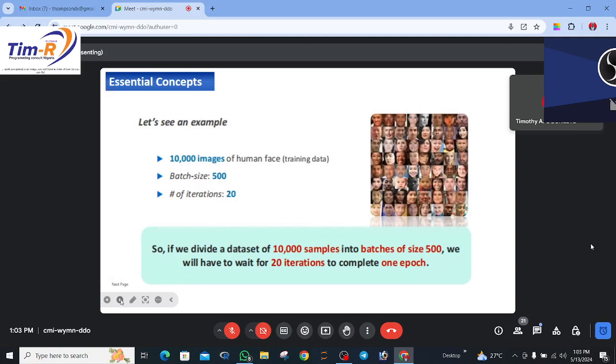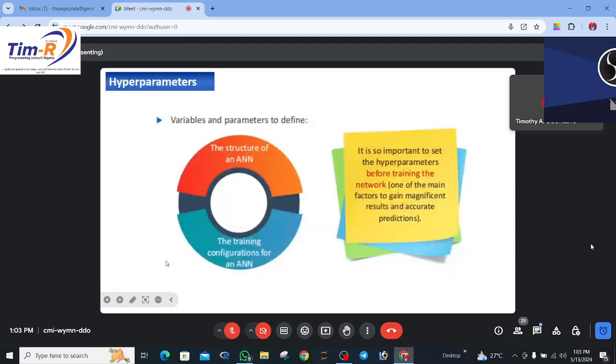Now, what are hyperparameters? We already talked about epoch, iteration, batch size, and so on. So what are hyperparameters? They are variables and parameters we need to define. One thing to note is that the structure of an artificial neural network and the training configurations for it are both very important when it comes to a deep learning model. When you want to build a deep learning model, you need the structure of your artificial neural network and the training configurations as well.